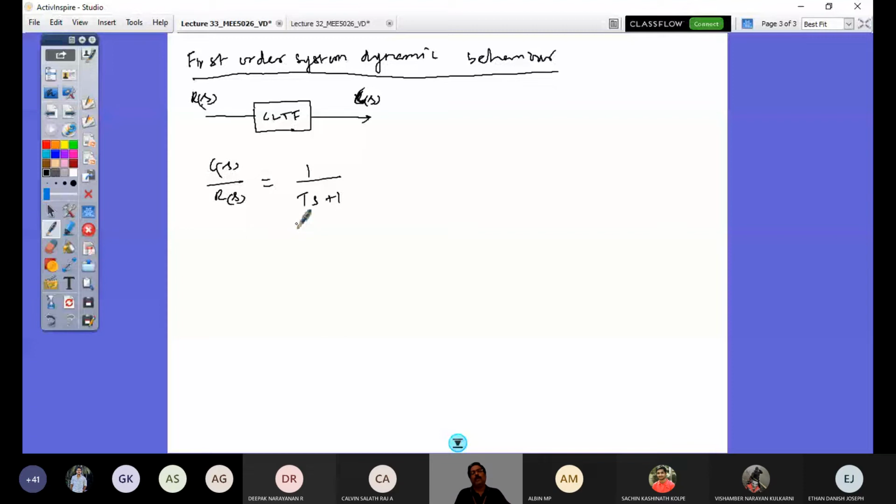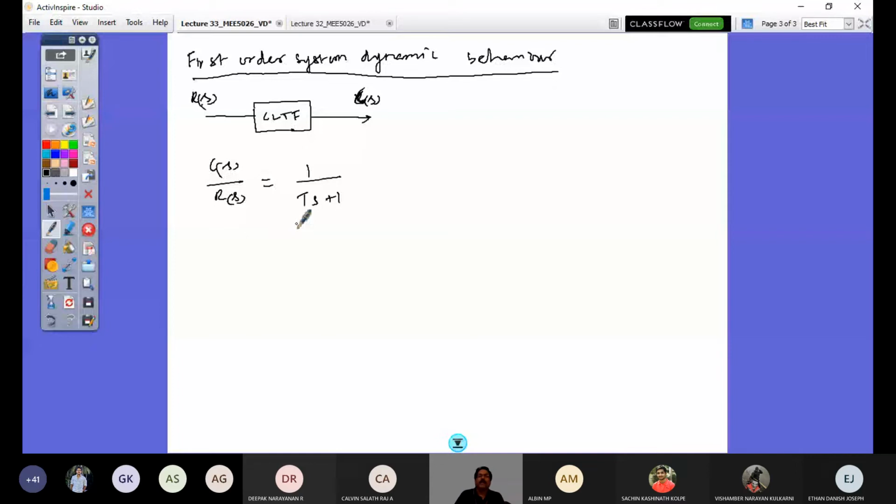So in that process, you will see how we are going to apply the inverse Laplace transform to get our responses and so on. An important assumption in a first order system is that initial conditions are assumed to be 0.